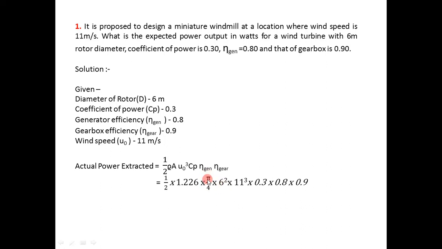This is area pi by 4 d square. This is velocity cube. This is Cp. This is efficiency of generator. This is efficiency of gearbox. After calculating, we will get 4983 watts, and converting into kilowatt, we get 4.983 kilowatts. Next problem. A 25 kilowatt wind turbine could produce actually only 50,000 kilowatt hour per year.